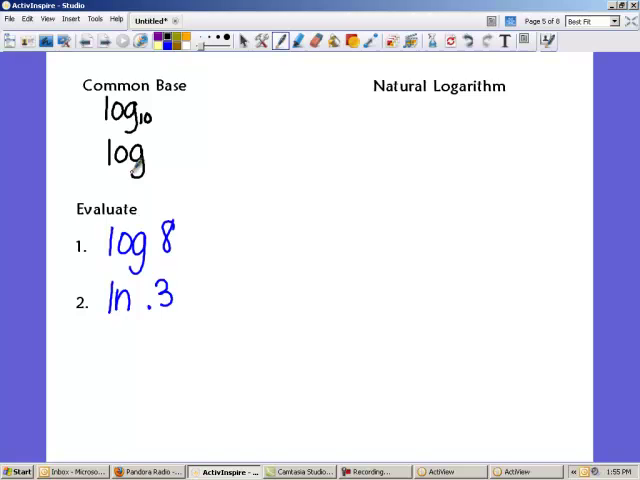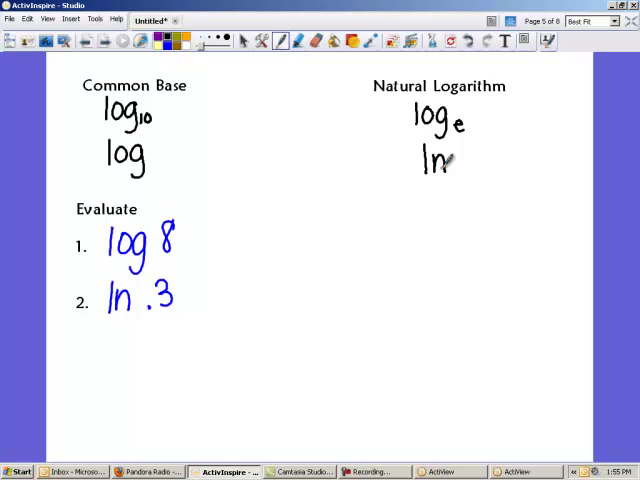And then over here we have the natural logarithm. That's when we have the log of that Euler number. And instead of doing the log of base e, because we can't do that in the calculator, they give us a way to do that, and it's the ln button. And the ln button is directly underneath the log button.